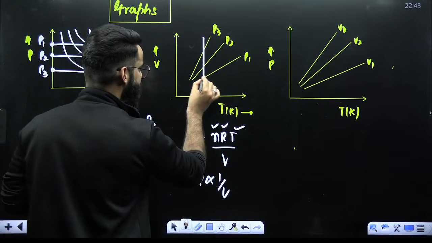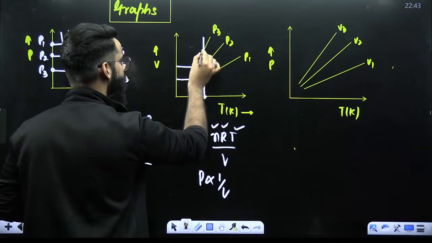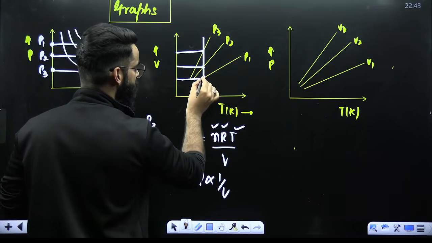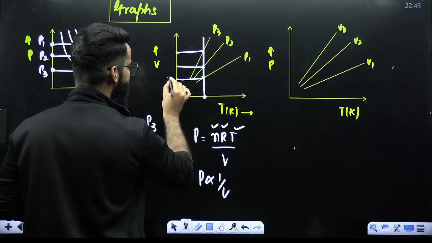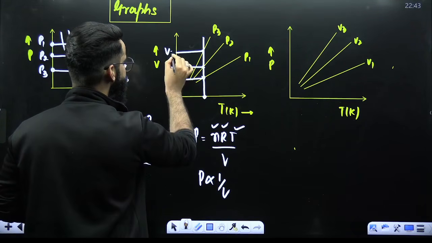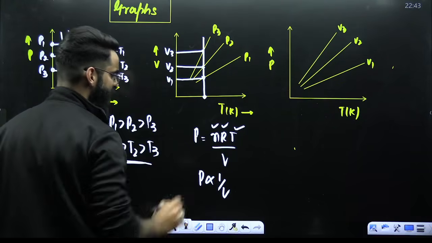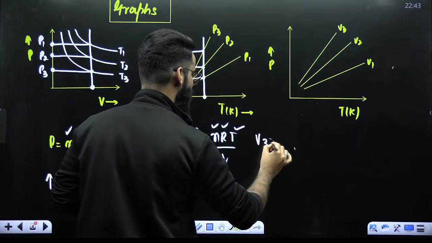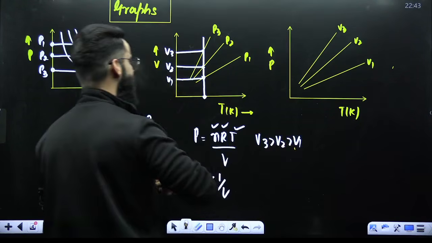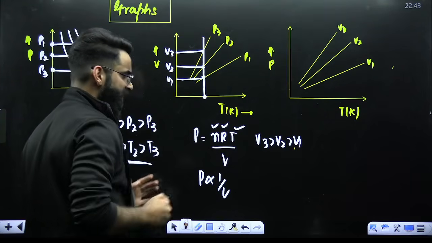So my dear students, get the corresponding volumes over here. Volume corresponding to pressure P1 is V1, this is V2, this is V3. What about the relation between V1, V2, V3? I can clearly say V3 is greater than V2 is greater than V1.